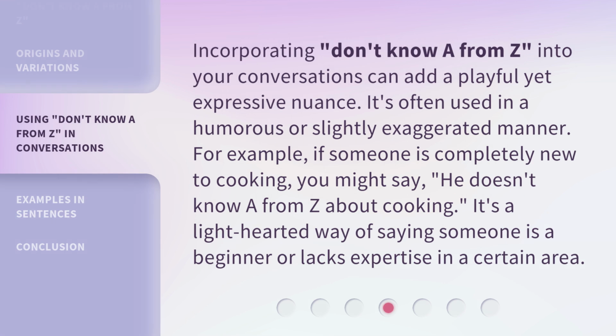Incorporating "don't know A from Z" into your conversations can add a playful yet expressive nuance. It's often used in a humorous or slightly exaggerated manner. For example, if someone is completely new to cooking, you might say, "He doesn't know A from Z about cooking." It's a light-hearted way of saying someone is a beginner or lacks expertise in a certain area.